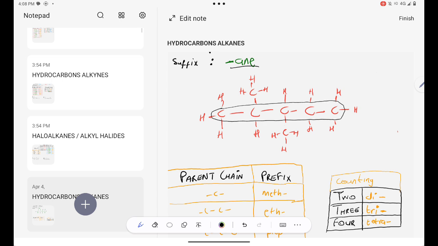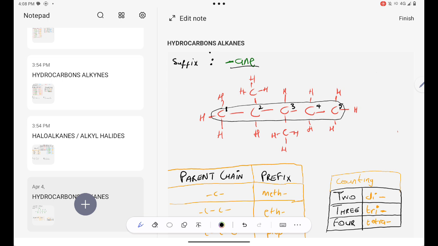And since I have additions on my parent chain, I need to number my carbons. Remember that I will number my carbons from the terminal which is closer to the side chain. So when I start from the left, I am closer to the side chain. This will be 1, 2, 3, 4, and 5. So my parent chain only has 5 carbons. That means I'm dealing with the pentane.